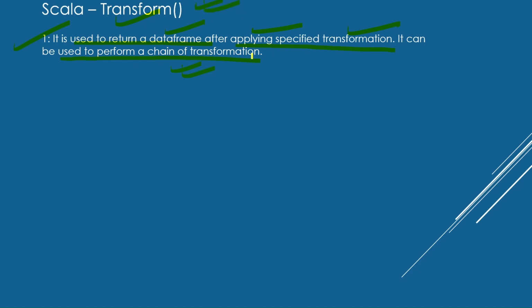It is very important: if we have multiple transformations to apply, then we need to write a separate line of code for each and every transformation. But with the help of the transform function, it becomes very easy to implement all those specific transformations over a data frame. So let's see how it generally works in Databricks.